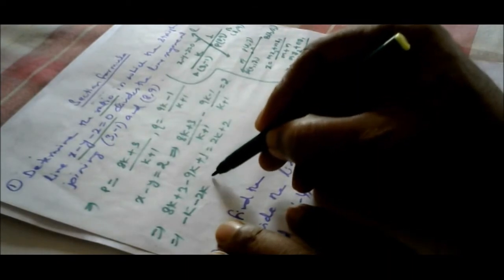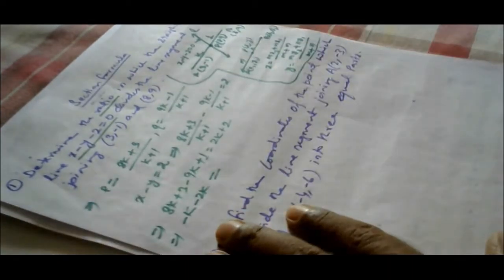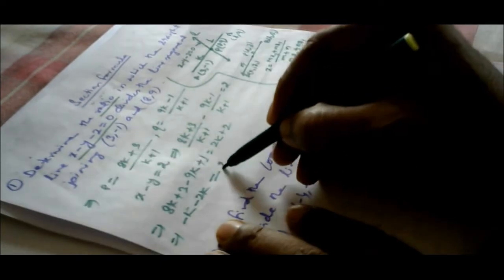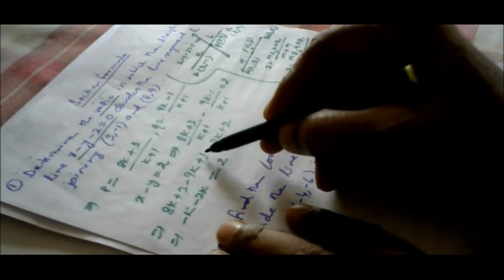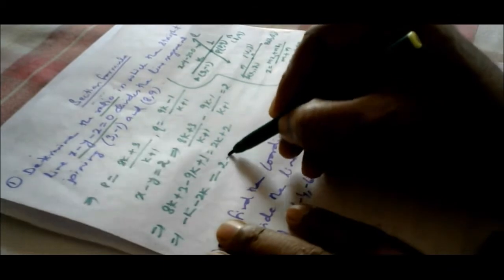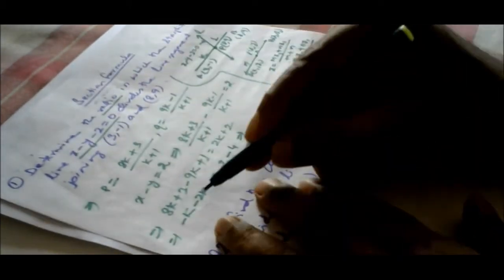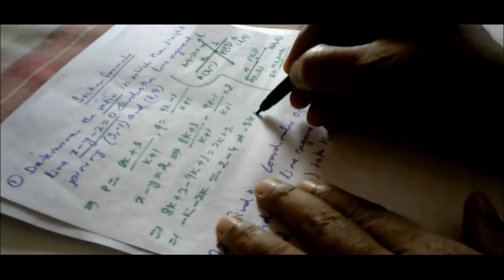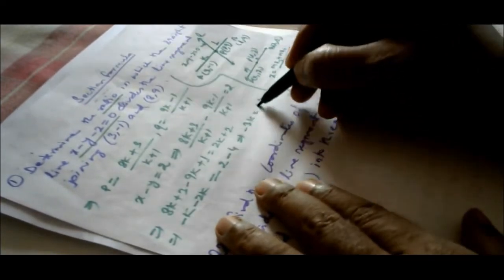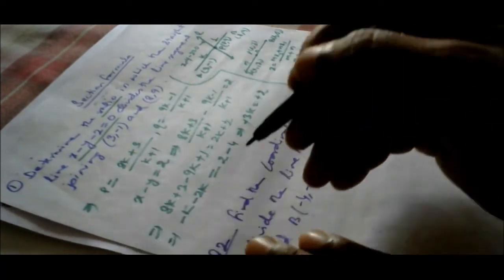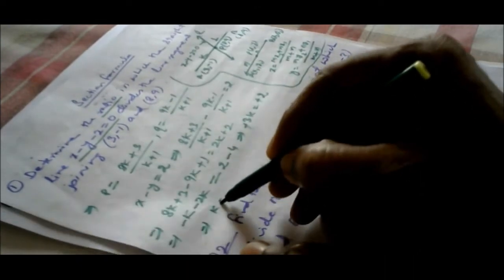Then put equal to. On this side 2 is there, let it be 2. And on this side 3 plus 1, 4 is there, which will come to this side and become minus 4. So 2 minus 4 gives us minus 3k is equal to minus 2. This minus and this minus will get cancelled. Then what we are getting? We are getting k is equal to 2 by 3.